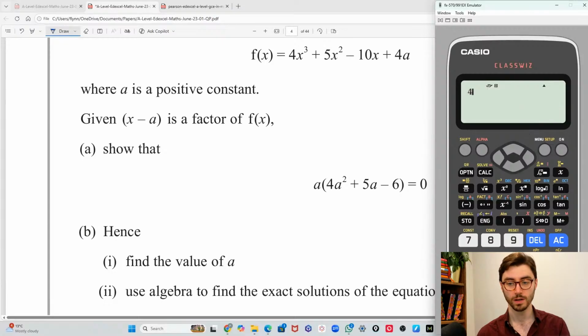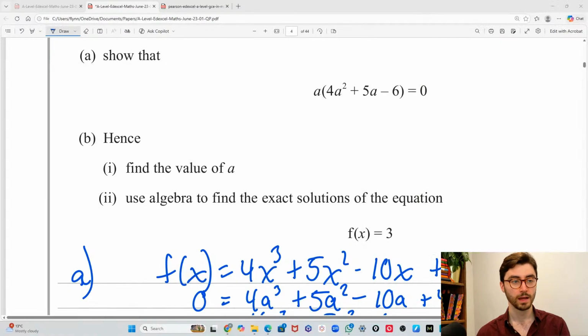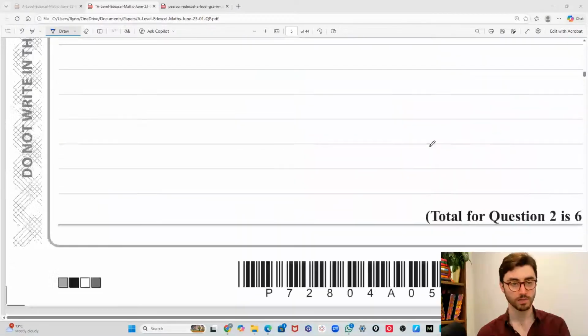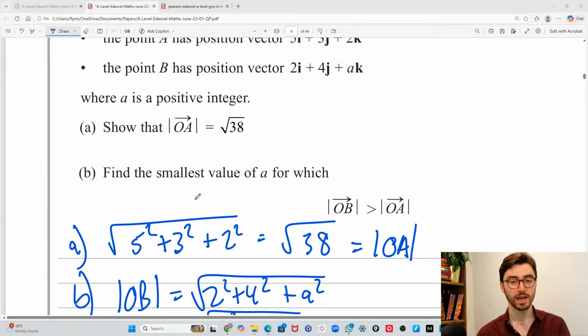So 4 answer cubed plus 5 answer squared minus 10 answer plus 3. Oh, you wish they did these, right? Yeah. So this equals 3 as well. Great. So that was good. I've put those in. I've checked these. These are correct. Show that. I did show that.